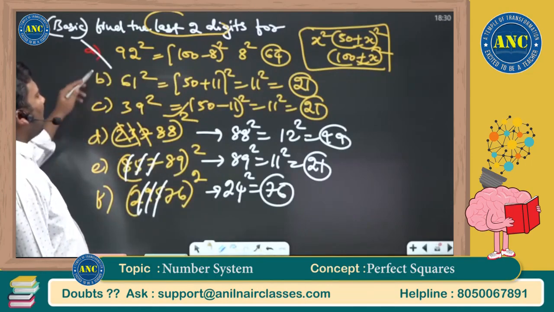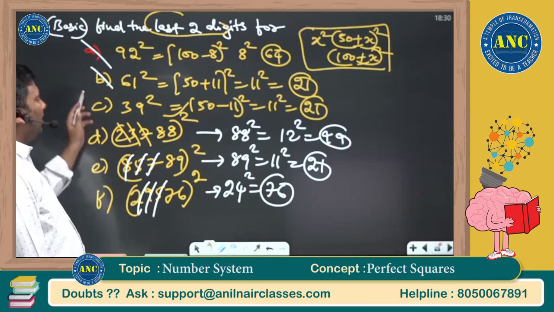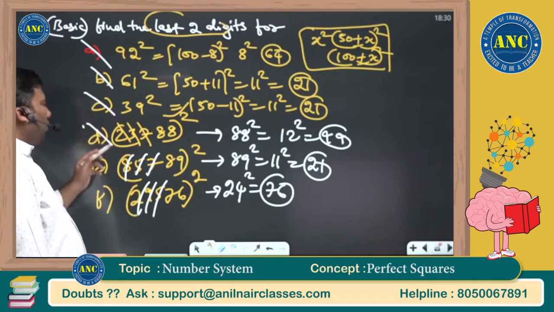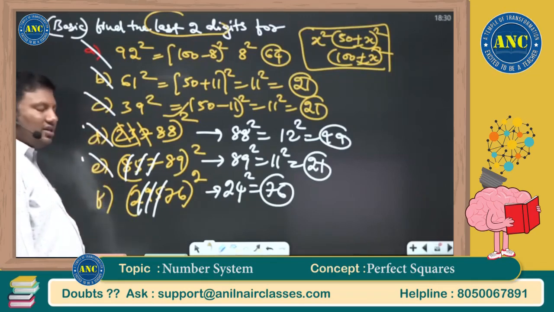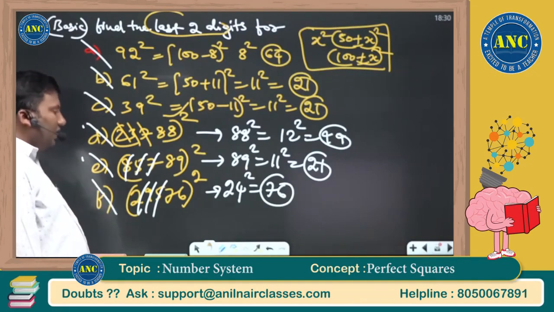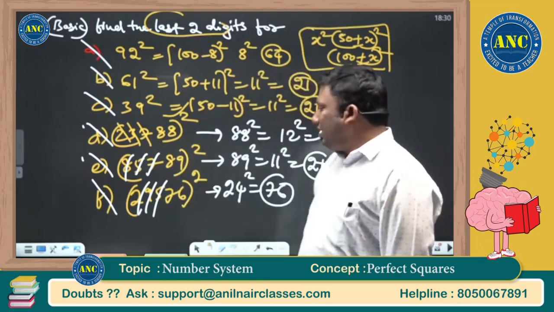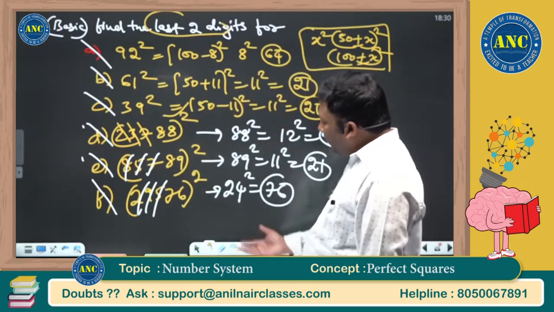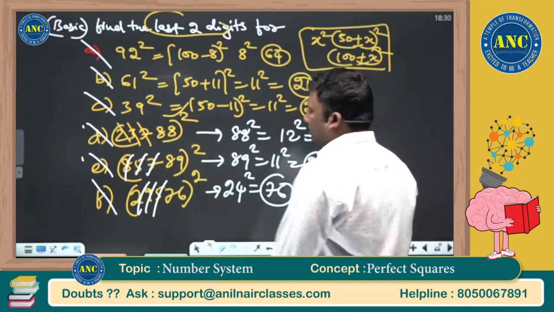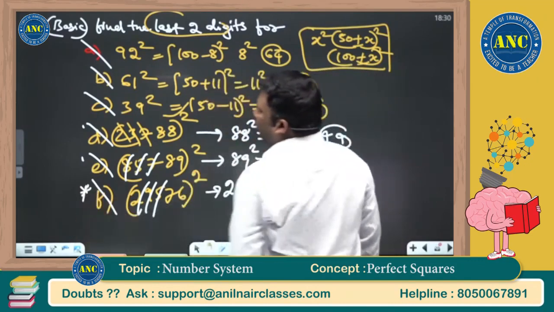How much less than 100? 8. How much more than 50? 11. How much less than 50? 11. How much less than 100? 12. How much less than 100? 11. How much greater than 50? 26. 26 square is 676, right? Or 24 square is 576. These are very, very basic questions.